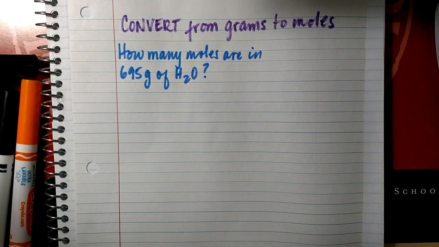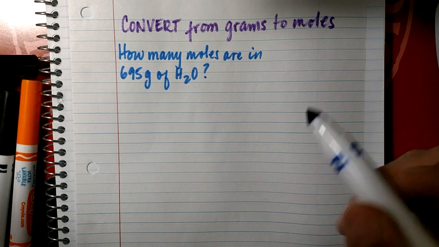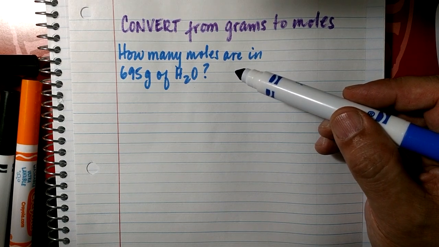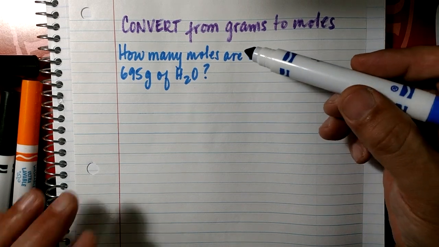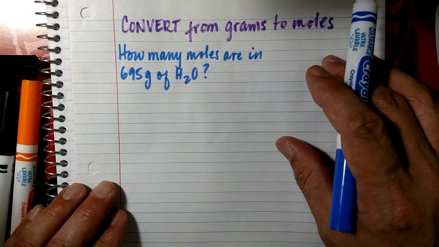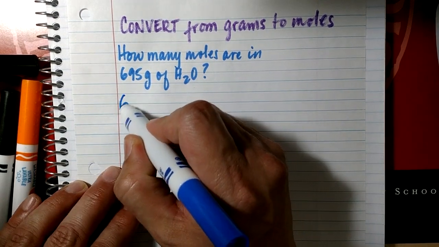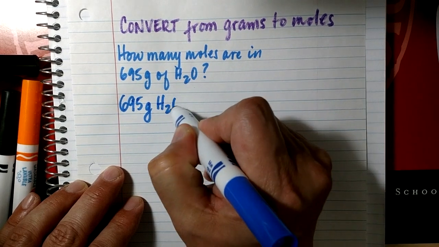This is a demonstration of how to convert from grams of a substance, a compound, to the moles of a compound. And here is a possible question. How many moles are in 695 grams of H2O or water? Let's take a look at the given. The question tells us that there are 695 grams of water.